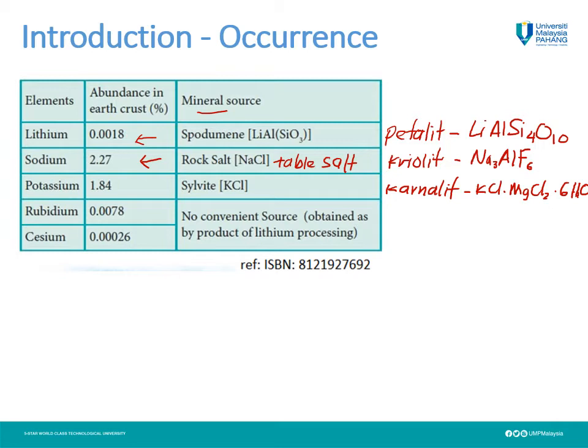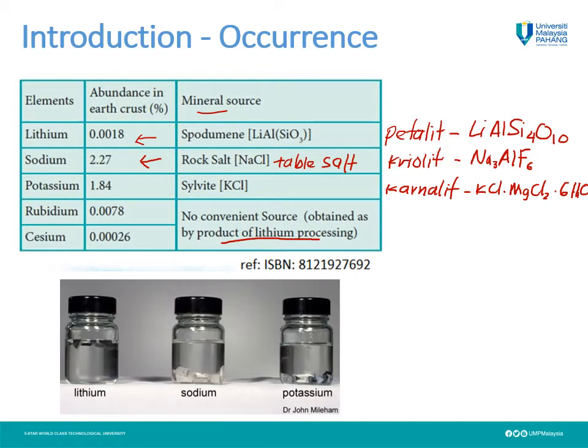For rubidium and cesium, the abundance is very low, 0.0078% for rubidium and 0.00026% for cesium. There is no convenient source for these two metals. Typically, rubidium and cesium are obtained as a byproduct of processing lithium metal. Lithium, sodium, and potassium are stored in oil to prevent the reaction of the metal with oxygen and air.